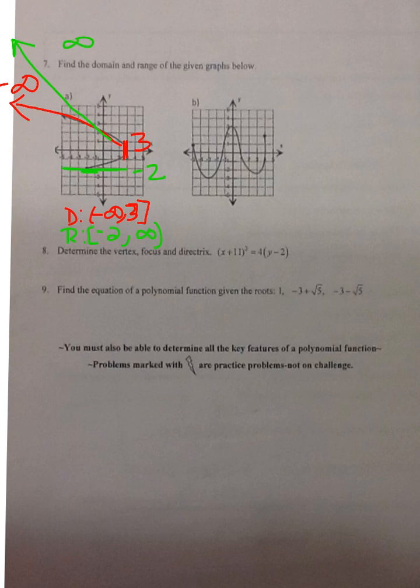Okay, B. Domain is left to right. It does not go past this number here, which is negative 5, and it does not go past the right side at 4. So the domain is from negative 5 to 4. And your range, up and down, it does not go past negative 3 and does not go past positive 3. So that's from negative 3 to 3.